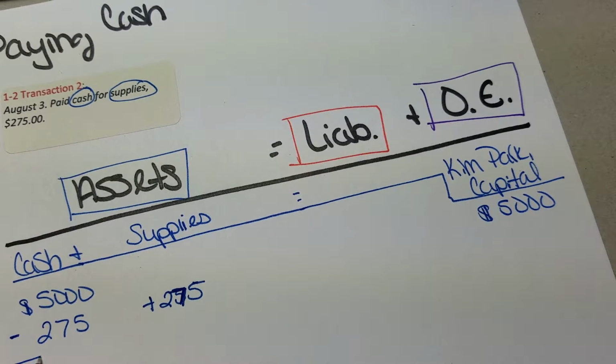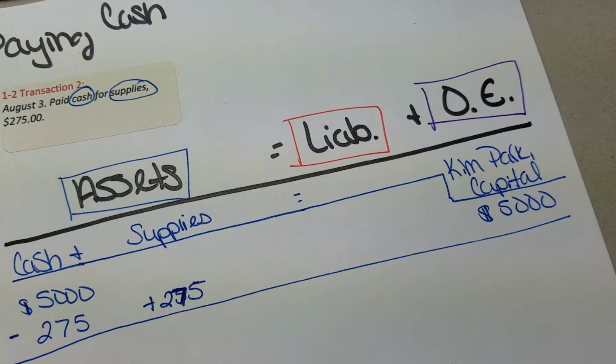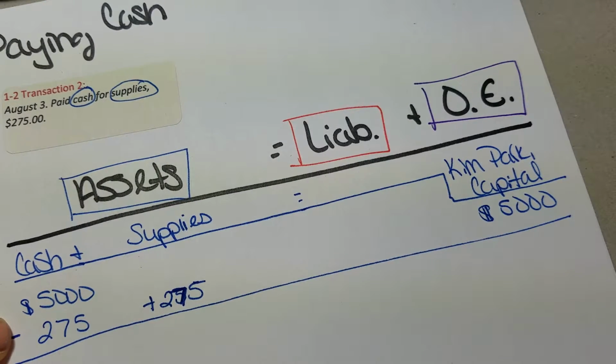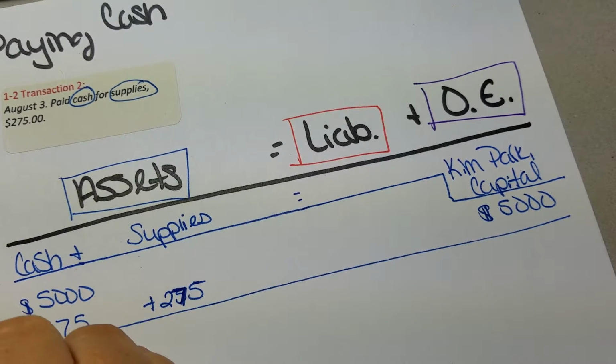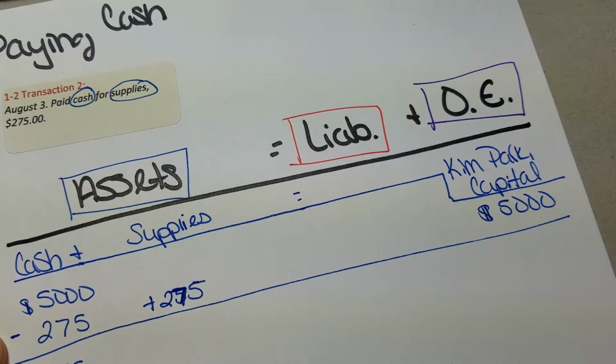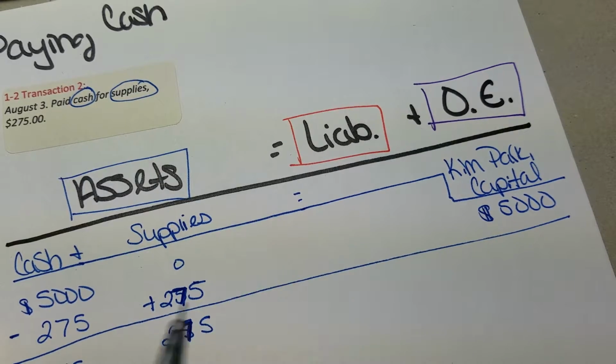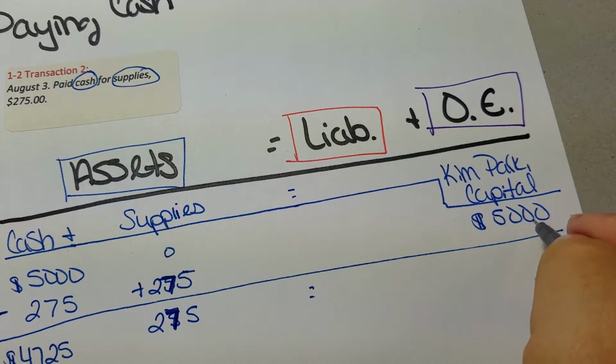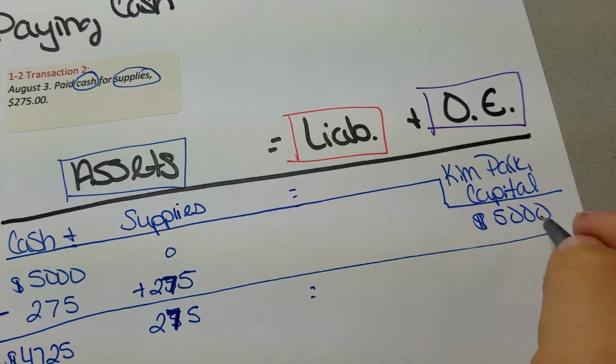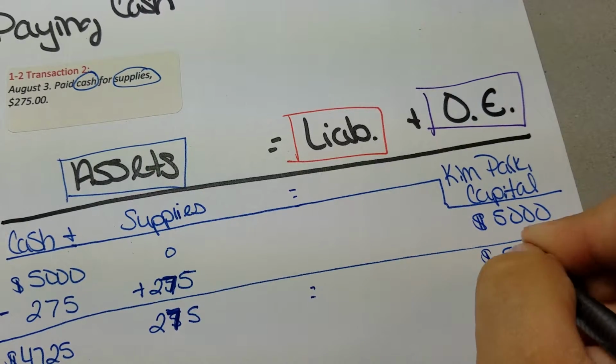Okay, we're done with the transaction, and after you're done with the transaction, you should always double check to make sure everything's in balance. So we started with $5,000 in cash. We spent $275. That's going to leave us with $4,725. Supplies, we started with $0. We now have $275. And the other thing was our capital. We started with $5,000. It did not change, so we still have $5,000.